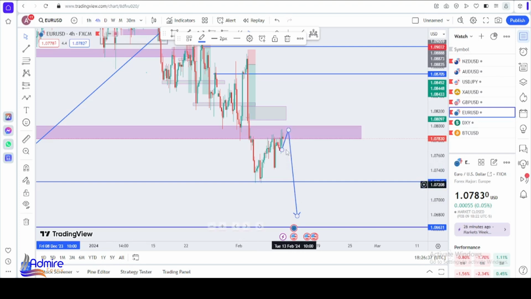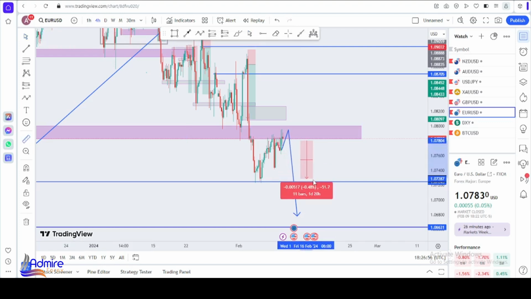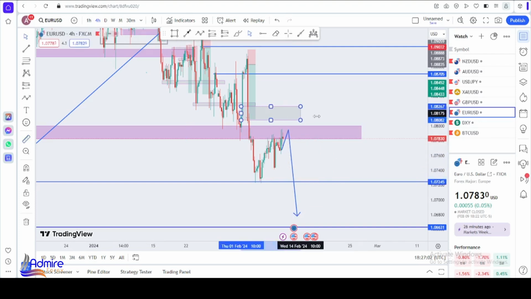Price sells all the way to the downside, and the second level target could be all the way to the 1.06631 area. If price fails to react, we look for sell reactions from here, and if I have a set of confirmations, that's how we are going to sell. If you measure this, it should be up to 55, 60 pips all the way to the downside.